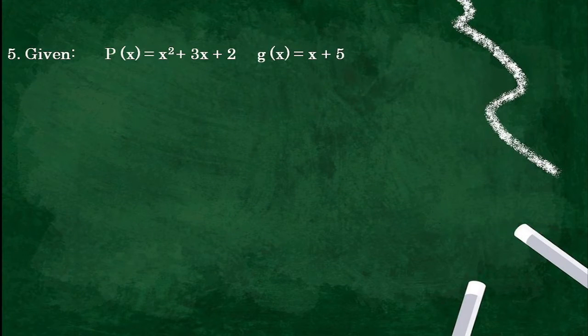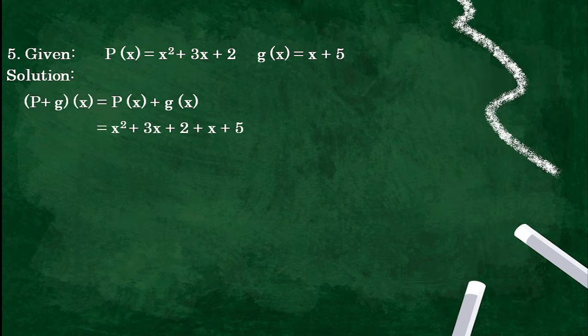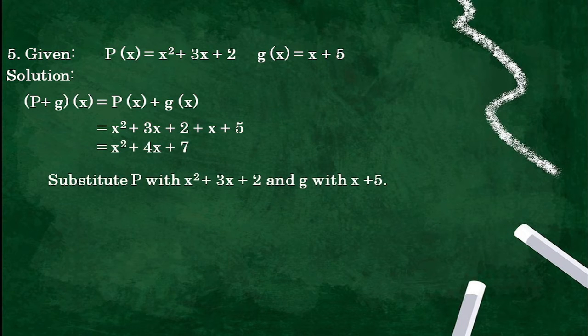Given number 5, p(x) = x² + 3x + 2 and g(x) = x + 5. Substitute p with x² + 3x + 2 and g with x + 5. And our final answer is x² + 4x + 7.